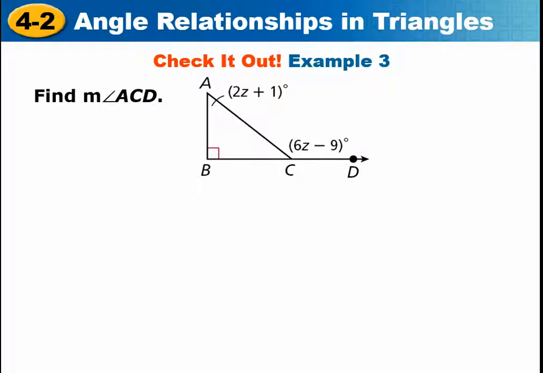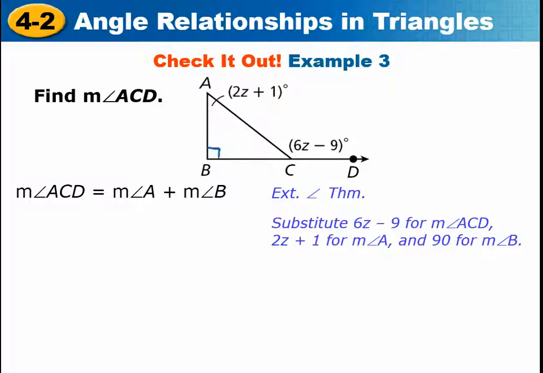Here's another example. Now in this one, notice that there's no angle measure given, but it's marked as a right angle. So when you start to solve this, we'll start the same way: the exterior angle measure is equal to the sum of the two remote interior angles, and we'll use 90 degrees for angle B. Even though it's not marked 90, we know that every right angle is 90 degrees.